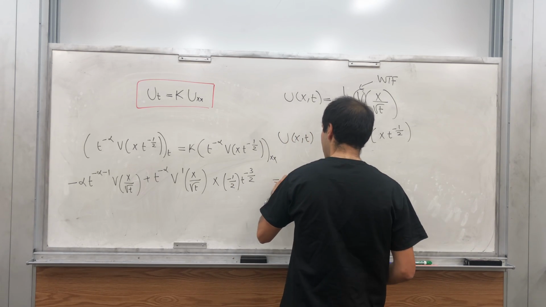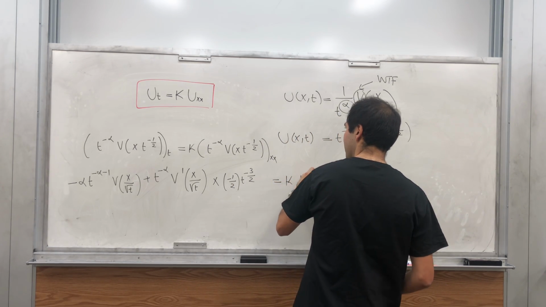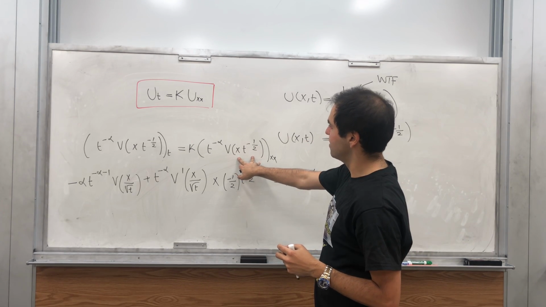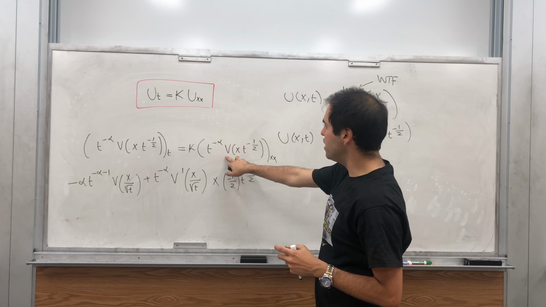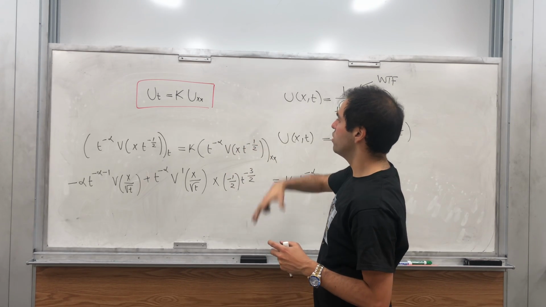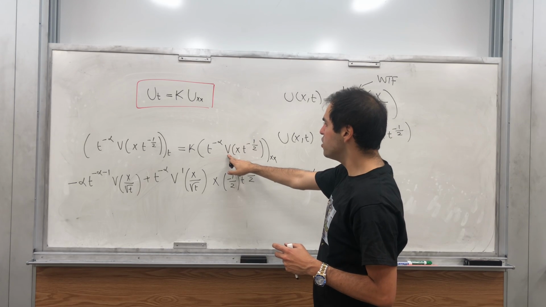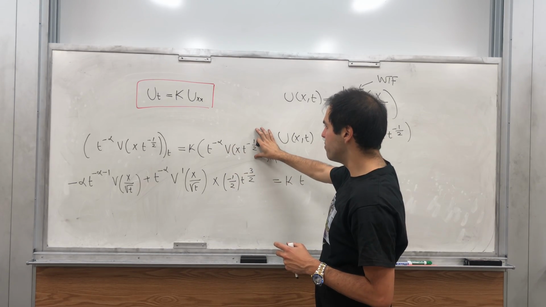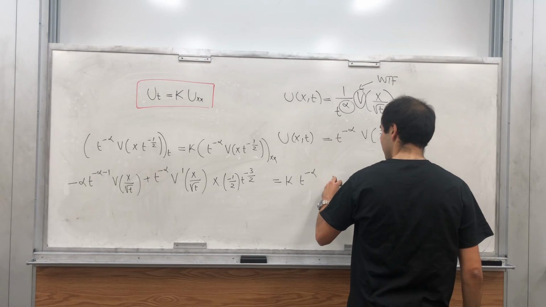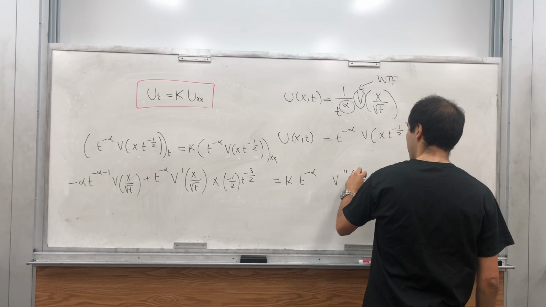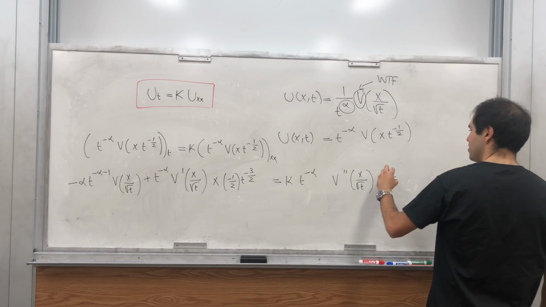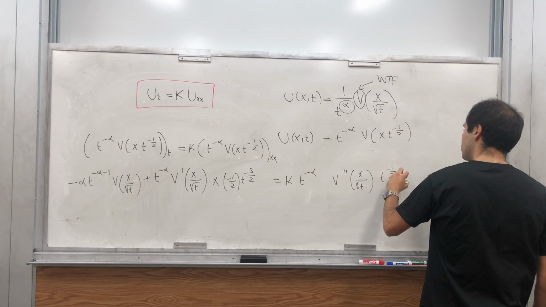equals k t^(−α). And notice, if you differentiate with respect to x once, you get v′ times t^(−1/2). So if you do it twice, you get v″ times t^(−1/2) times another t^(−1/2). So you get v″(x/√t), and then basically t^(−1/2) times t^(−1/2).